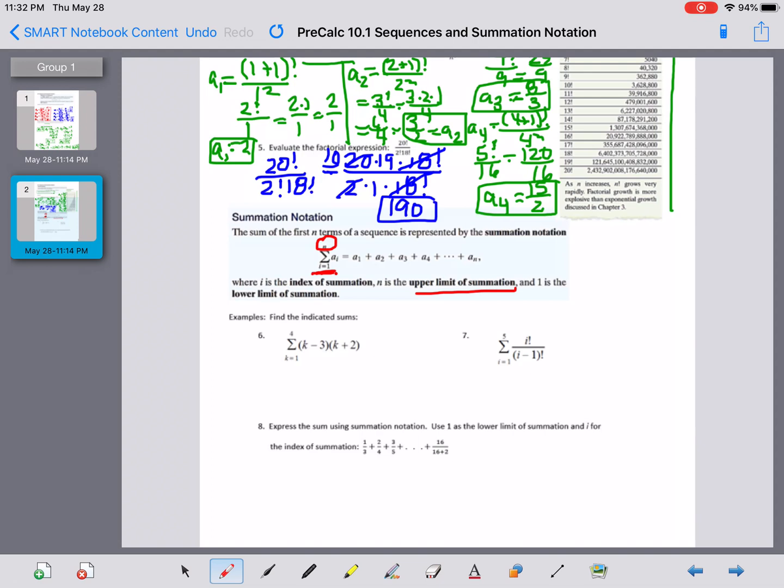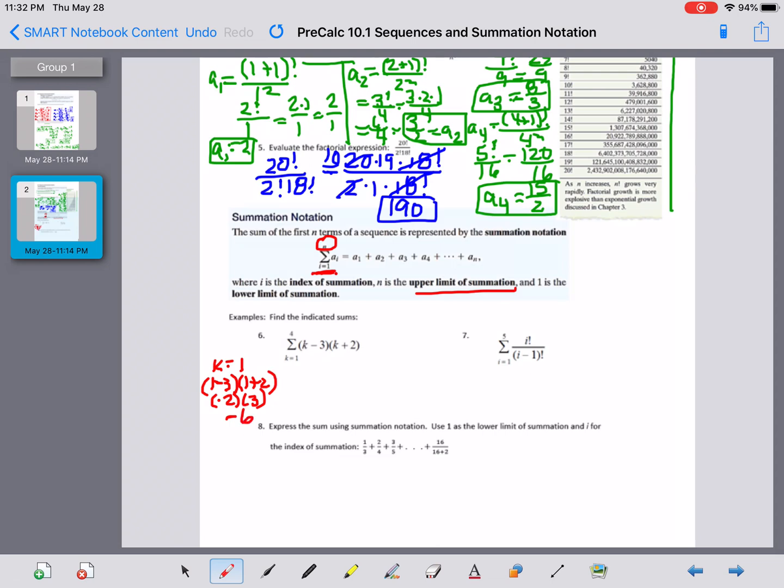Okay, so on number 6, I'm going to start there, and again, hope for small writing, but I know that's not always the case. So my index says K equals 1, which means I'm going to start with 1 and plug it in, and I'm going to go up by 1 integer at a time until I get up to the 4. So for my K equals 1, I'll just kind of code it like this so I know. So I get 1 minus 3 times 1 plus 2. That is 1 minus 3 is negative 2 times 3, and I get negative 6 for my first term.